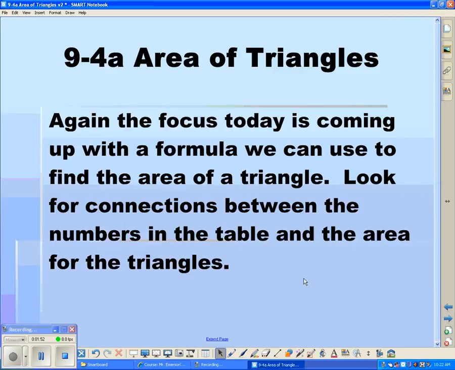The focus again today is coming up with a formula we can use to find the area of a triangle. You're again looking for connections between the numbers in the table and the area for the triangle. The next thing you're going to do is take some time to think of a formula for the area of a triangle and then input that value as your answer to the next question.